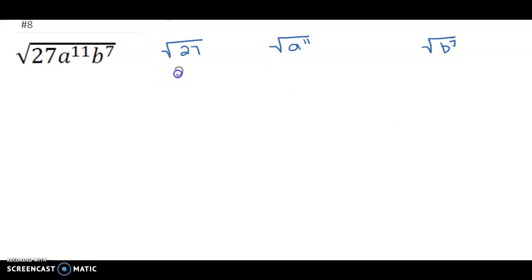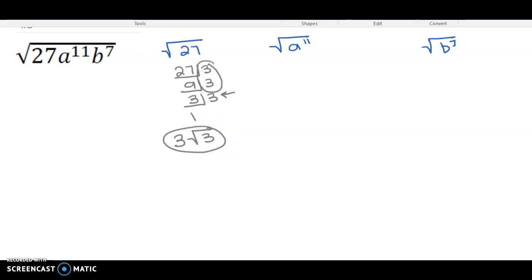Okay, now 27, if I break it down, 3 goes into 27 9 times, 3 goes into 9 3 times, 3 goes into 3 once. 1, we're done. Circle my pairs. So I have a pair of 3's and a leftover 3. So this is just 3 square root of 3. Okay, that's part of it.